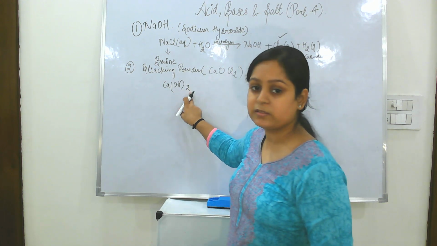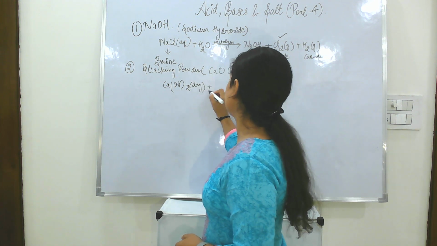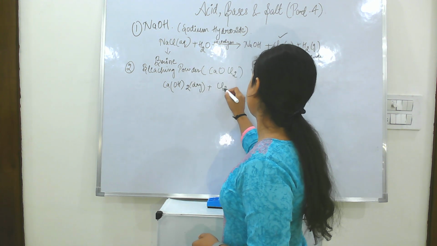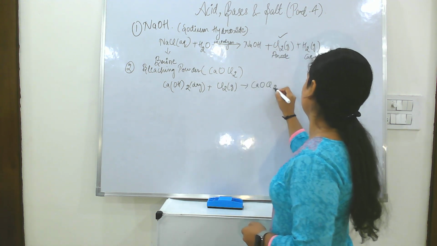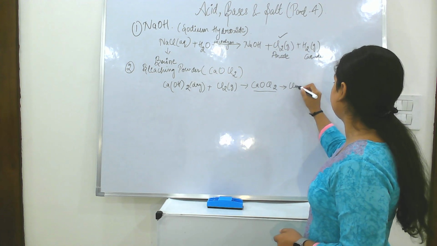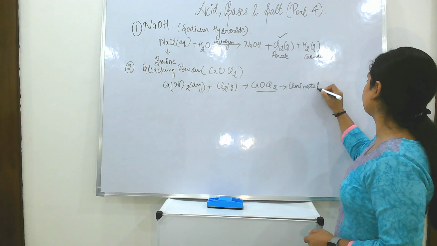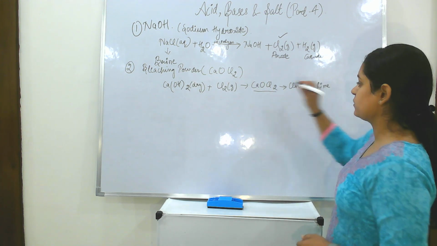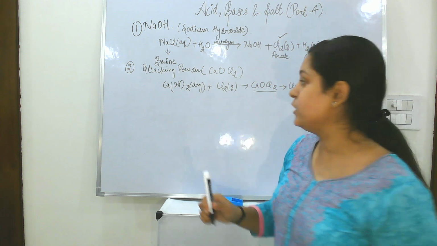Ca(OH)2, this is dry in nature. When dry slaked lime is passed through chlorine gas, it will form CaOCl2, and we call this chlorinated lime. So this Cl2 is acting as raw material here in the production of bleaching powder.